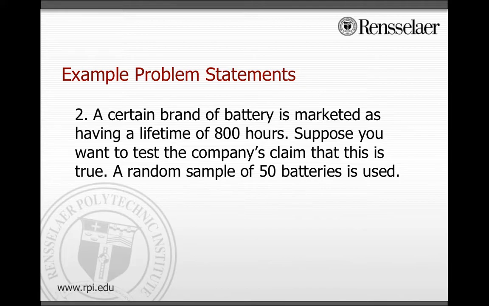And you could test, again, similar hypotheses. Let's say you think that the company is making an outrageous claim and these batteries only last for much less than 800 hours. In that case, your null hypothesis would be mu is equal to 800, the prior belief that they're marketing, and your alternate hypothesis would be that the true mean is less than 800. So you'd be trying to prove that the true lifetime of the batteries is less than 800 hours, using a z-score.